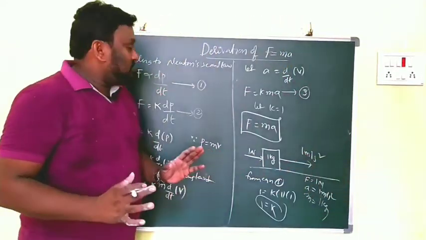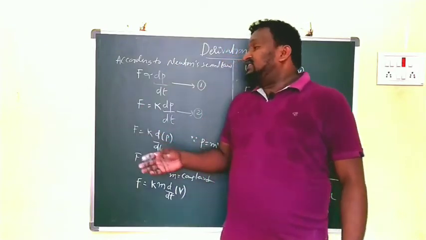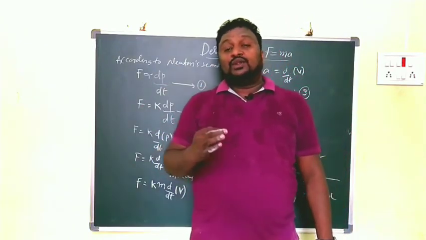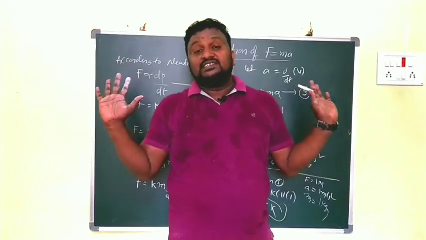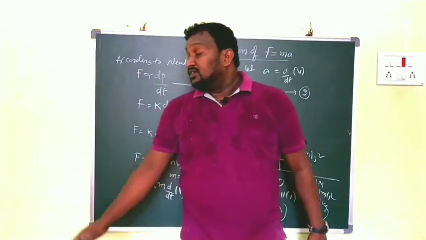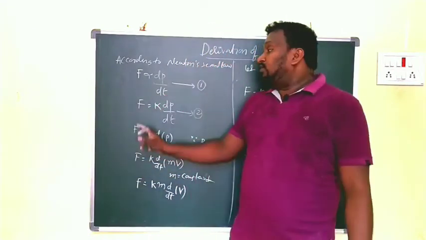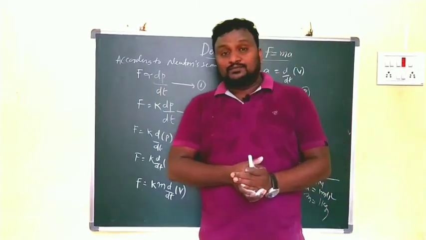We know that Newton's second law of motion states that the external force acting on the body is directly proportional to the rate of change of momentum. That is called Newton's second law of motion. For that, in equation form, F is proportional to dp by dt, equation number 1.